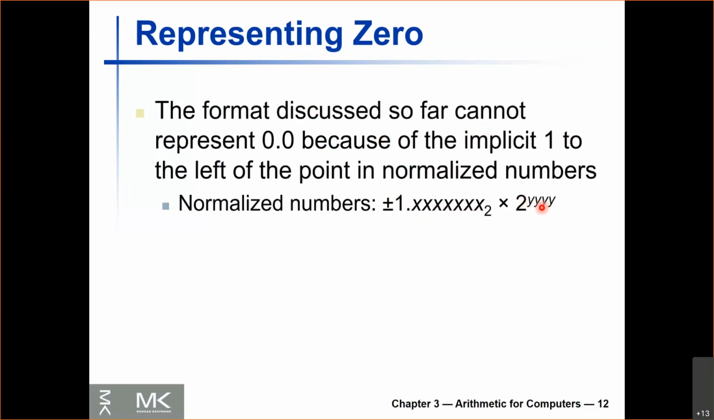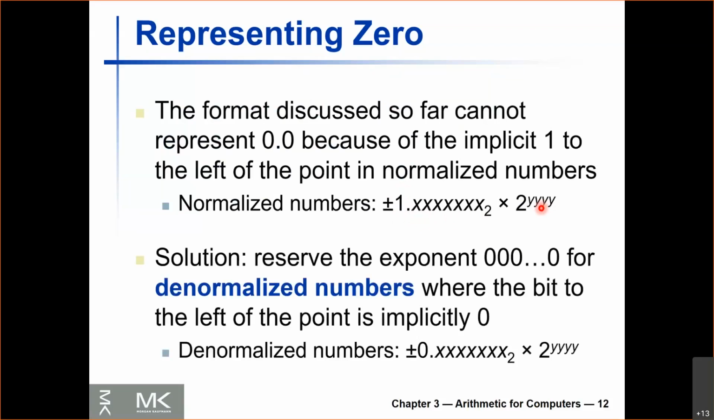So to represent 0, what we're going to do is reserve the exponent that is all zeros, okay? And when the exponent is all zeros, we're going to refer to these numbers as denormalized numbers. So remember, a normalized number was a number where we always had one non-zero digit to the left of the decimal point. In the case of binary, there's only one non-zero digit, which is 1. And for denormalized numbers, we don't need to have a 1 to the left of the decimal point.